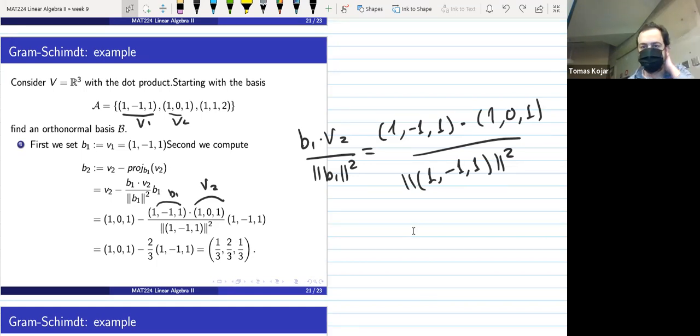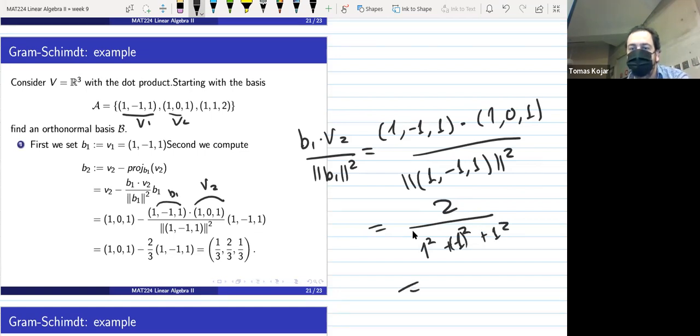All right. So anyway, when you compute this, the top becomes 2, and the bottom is 3 because it's 1 squared, minus 1 squared, 1 squared. So you get 2/3. That's how you get 2/3. Okay. So that's how you do the projection for B2.